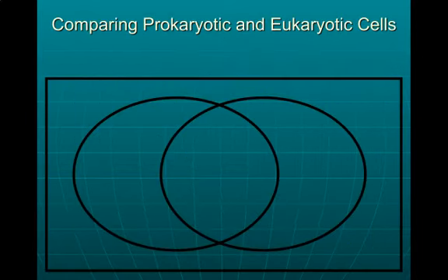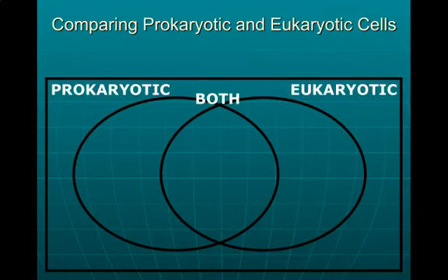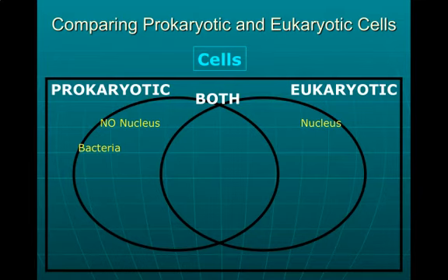So let's kind of talk about comparing prokaryotic and eukaryotic cells. You've got a Venn diagram there, and I want you to place each of these words in the appropriate spot. Okay, so put prokaryotic on the left-hand side, eukaryotic on the right-hand side, and what's included in both. So, no nucleus, where should that go? No on the prokaryotic side. Nucleus, obviously, goes on the eukaryotic side. Bacteria are prokaryotic. Cells, think about this one. Where would cells fit? In both.